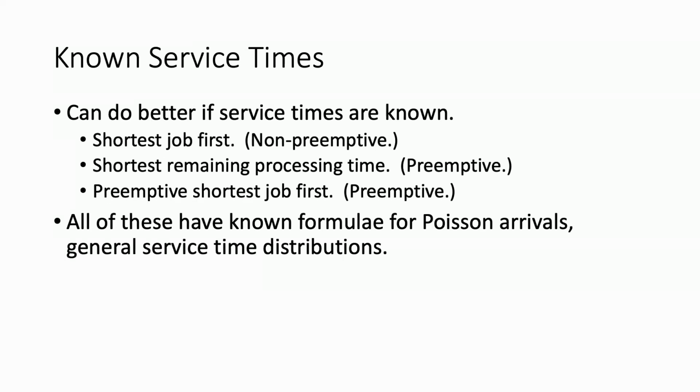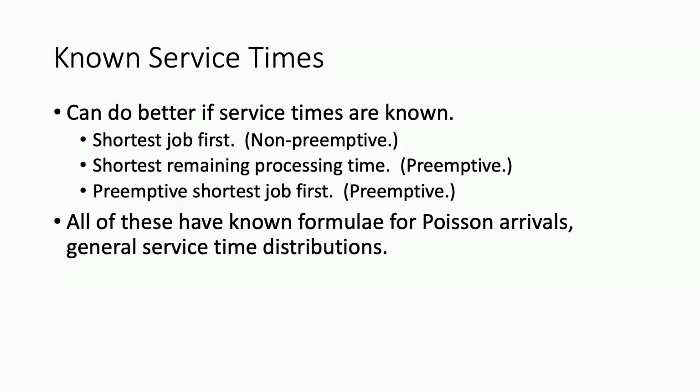Now, of course, you could do a lot better if you knew the service times. If you knew the service times, you could do some version of shortest job first. Shortest job first typically refers to the non-preemptive policy, where whenever a job finishes, you take the shortest job that's out there. Shortest remaining processing time lets you preempt: if a new job comes in with a smaller time than the job you're serving, you say, sorry, you have to wait. There's also a preemptive version of shortest job first that looks at just the processing time, not the remaining processing time.